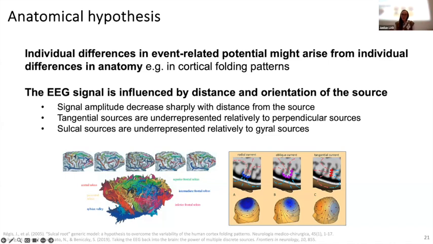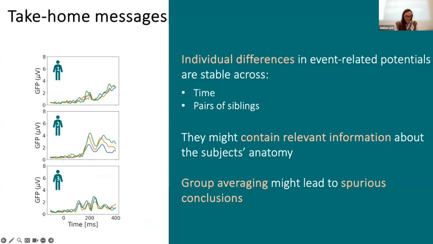If you have other ideas, I'm really happy to hear about them during the questions. Before I conclude, these are the take-home messages from today. We saw that individual differences in event-related potentials are stable across time, up to 10 years, across pairs of siblings. Those differences probably contain relevant information about the subject, maybe about its anatomy. And finally, all these results kind of question whether group averaging is always the best solution, and maybe we should do stratification. Maybe this is an idea, or other methods. I think other methods are being developed at the moment.